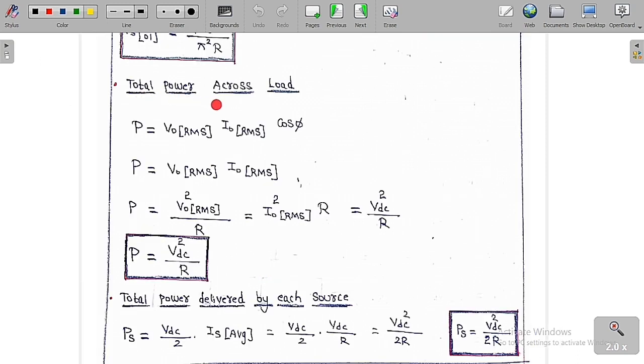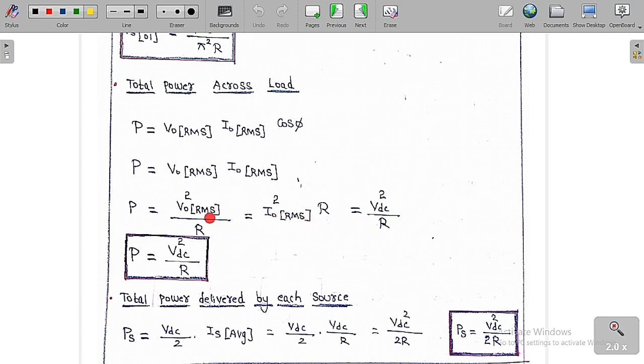Then what is the total power across the load? The total power across the load means the active power consumed by the load, which is equal to the RMS value of the output voltage into the RMS value of the output current into cos phi. Because it is a pure resistive load, both are in phase, so cos phi is equal to 1. Therefore P is equal to V0 RMS into I0 RMS, or simply V0 RMS whole square by R, or I0 RMS whole square into R.